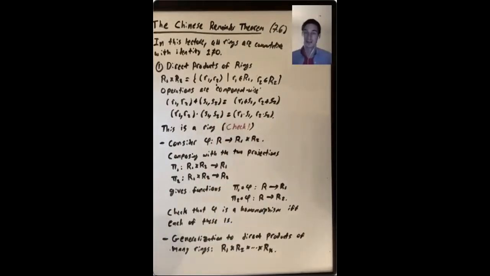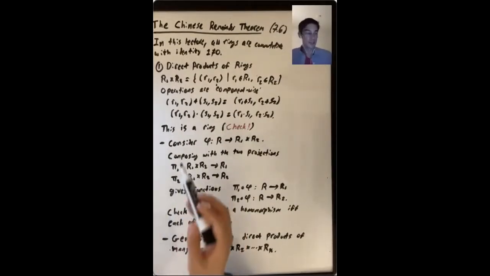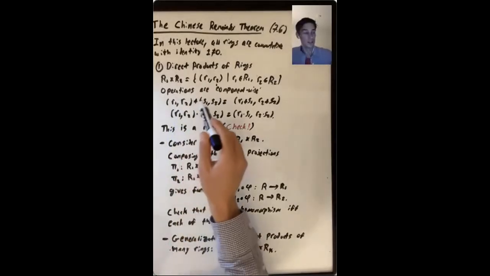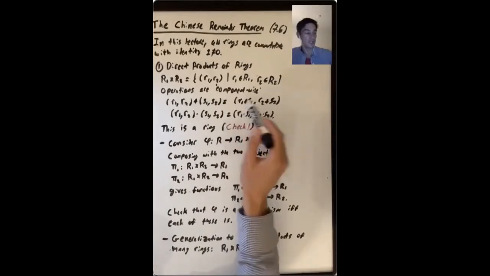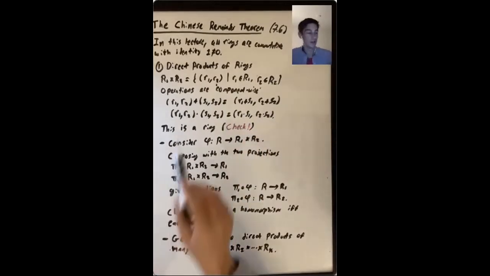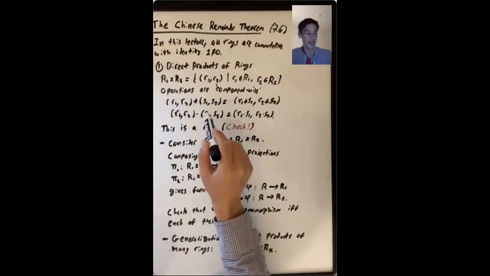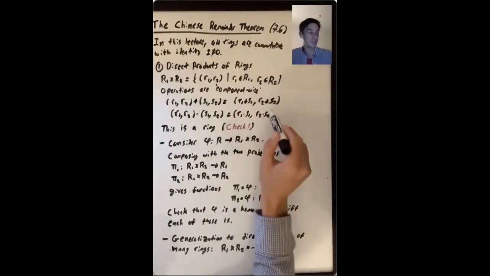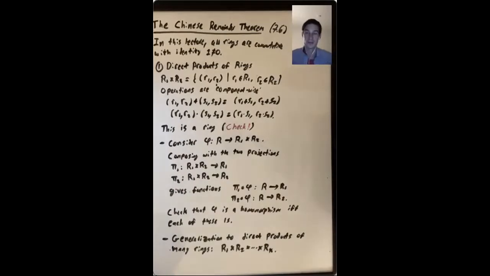What are the operations? The operations are defined component-wise. In a direct product of groups, the operation on the direct product was defined component-wise. Here we have two operations, an addition operation and a multiplication operation, and they're each defined component-wise. So (r1, r2) plus (s1, s2) is (r1 plus s1, r2 plus s2). (r1, r2) times (s1, s2) is (r1 times s1, r2 times s2), where the first is multiplication in R1 and the second is multiplication in R2. Okay, this is a ring.